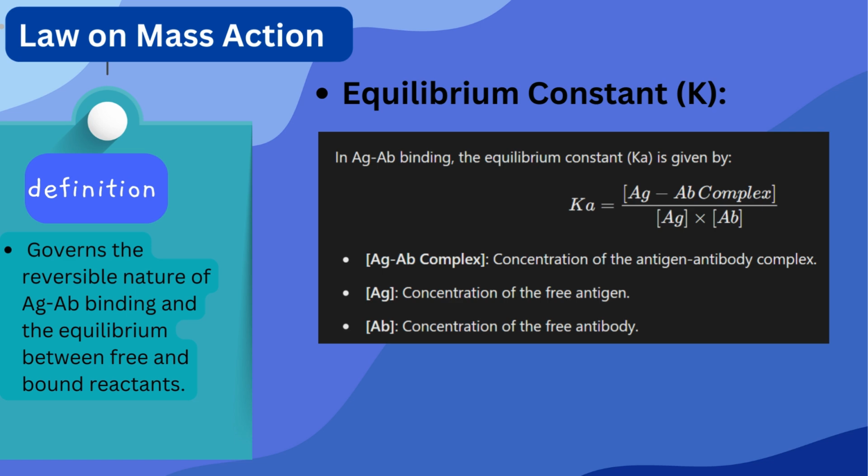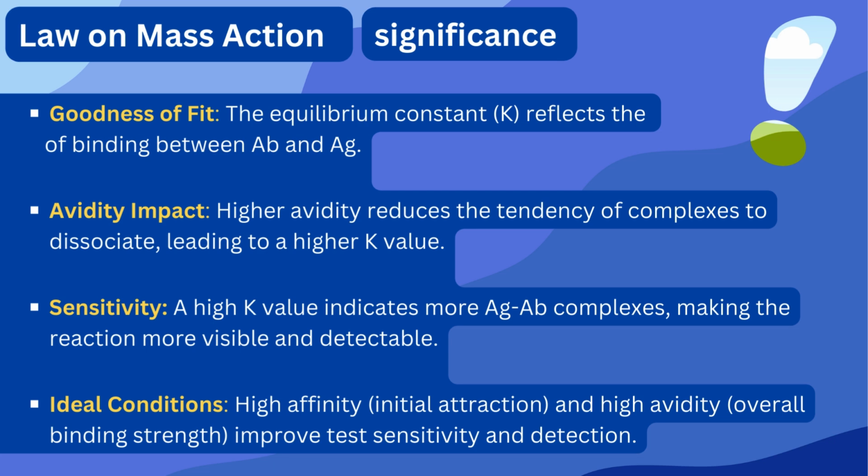So to conclude, the equilibrium constant measures the stability of antigen antibody complexes, with higher values indicating a greater tendency for binding. This is really essential in predicting the effectiveness of immune reactions like precipitation. So that's it. And then the law of mass action, so the goodness of fit, guys, was the significance of the law of mass action.